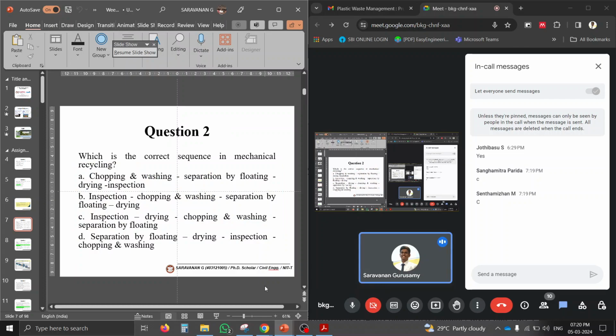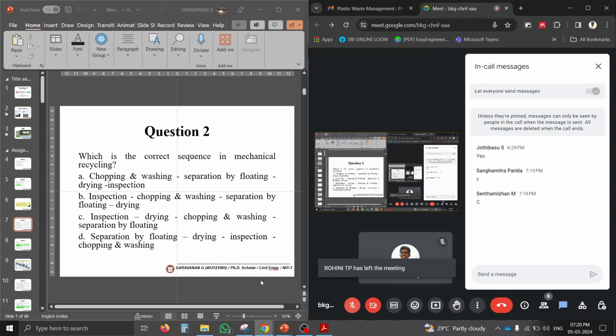Second question is, what is the correct sequence in mechanical recycling? Chopping and washing, separation by flotation, drying, inspection. How to arrange? First, what we have to do? So the first will be manual inspection. First will be manual inspection, correct.